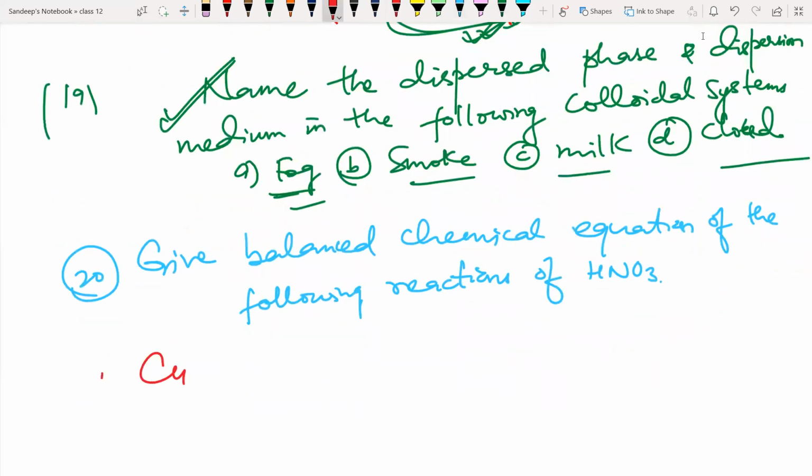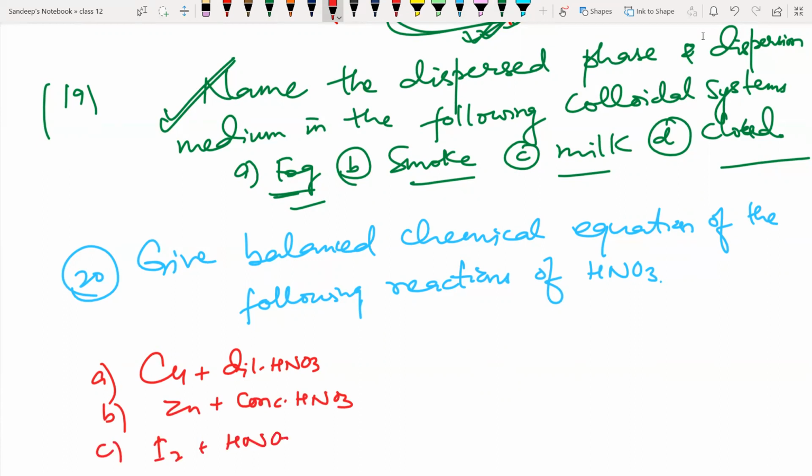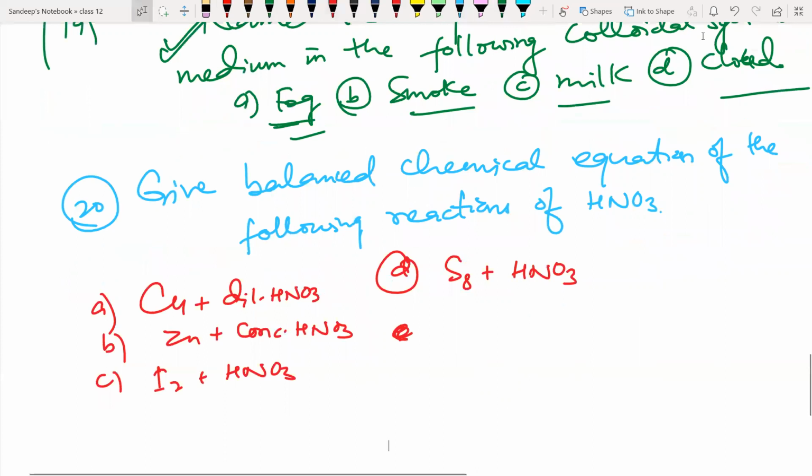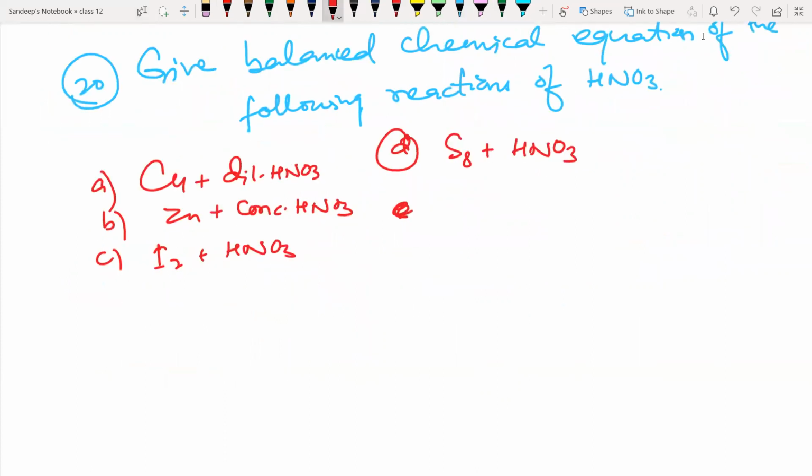So you have to react copper plus dilute HNO3. Okay, second is zinc plus conc HNO3. Third is iodine plus HNO3. You have to know whether iodic acid is formed or not. Sulfur plus HNO3. So these are some of the reactions of HNO3. You can just refer to your Telugu Academy. You can see those reactions, and these are important reactions.